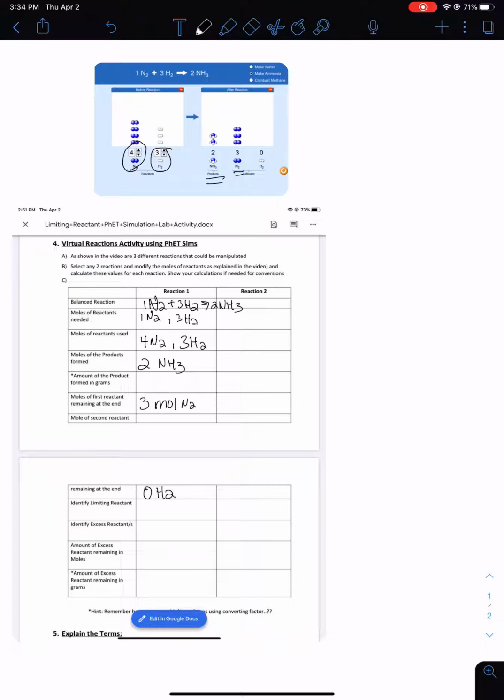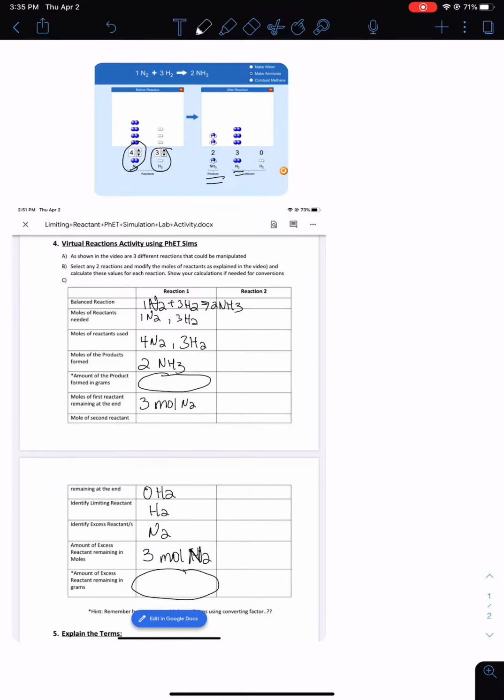Identify limiting reactant. The limiting reactant's always the one there is nothing left of, so it had to be H2, which means my excess reactant would be N2. And then it says the amount of excess reactant remaining in moles. So the amount of excess reactant remaining in moles is 3 moles of N2. And then the amount of excess, again, you're going to have to do stoichiometry for this one.